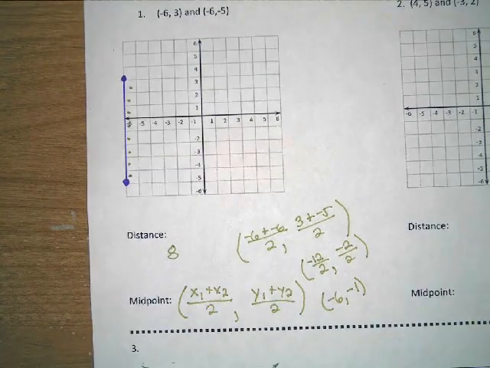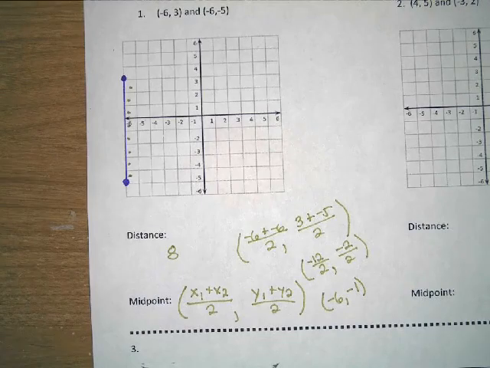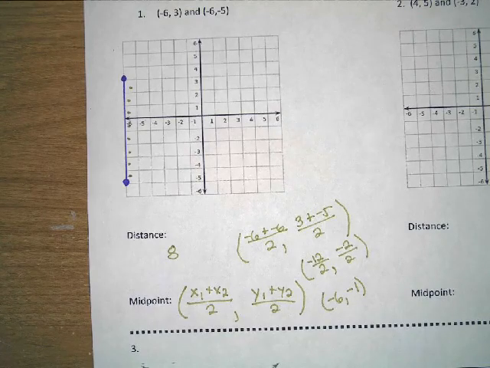So once again, notice how this particular one went straight up and down. To find our distance, just count. Don't worry about the distance formula. Midpoint, same thing. Just average the x's, average the y's.